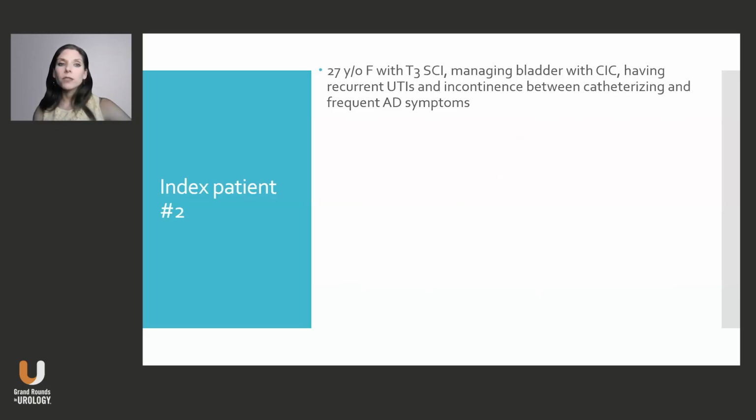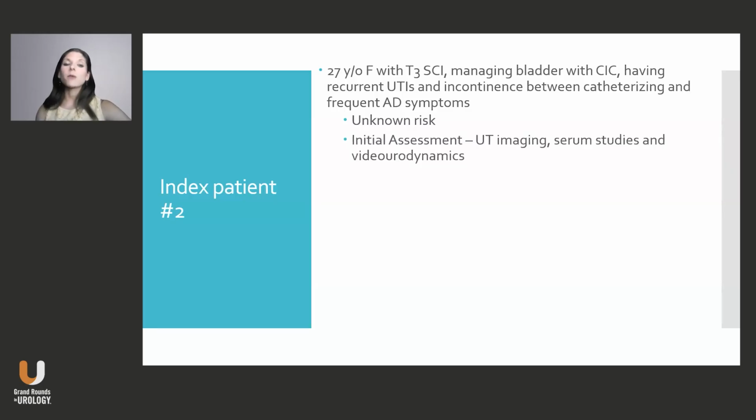Index patient number 2, this is a 27-year-old female with a T3 spinal cord injury. She's managing her bladder with CIC. She's having recurrent UTIs and incontinence between catheterizations, and she's having frequent autonomic dysreflexia symptoms. All right, so she's unknown risk right now. There's a lot of things we still need to evaluate and assess for her.